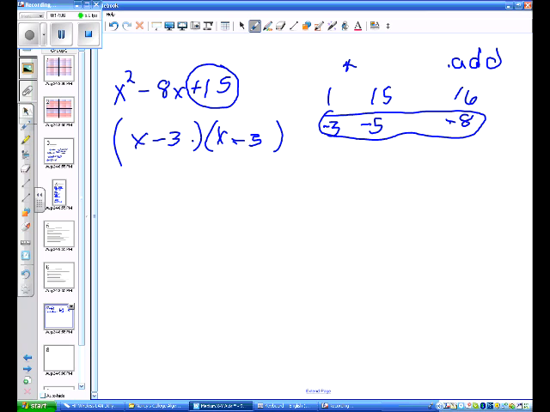Now you could always check these by multiplying them back through using your distributive property. x times x is x squared. x times -5 is -5x. -3 times x is -3x. -3 times -5 is +15. And then you can see that we added those. The signs were the same, so we added, and our answer kept the same sign.